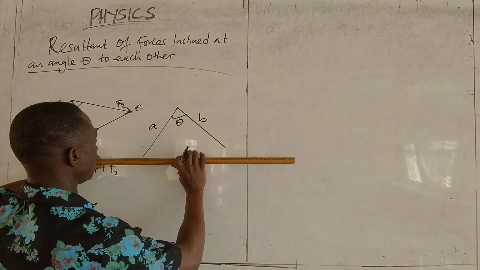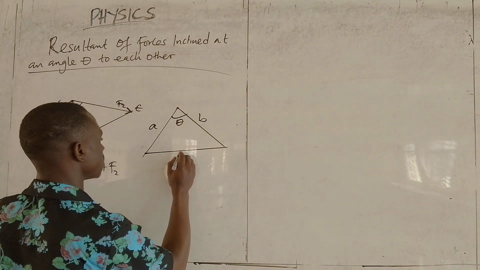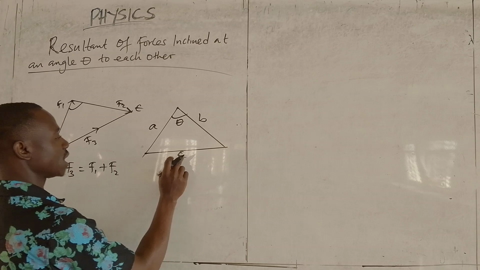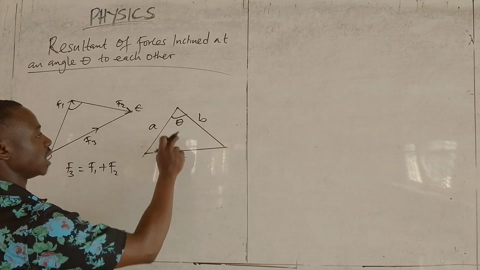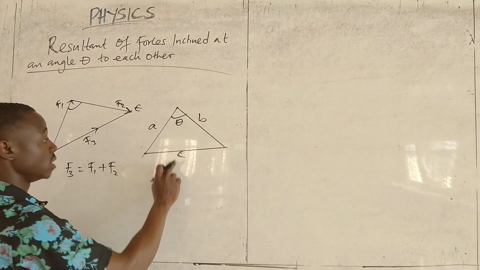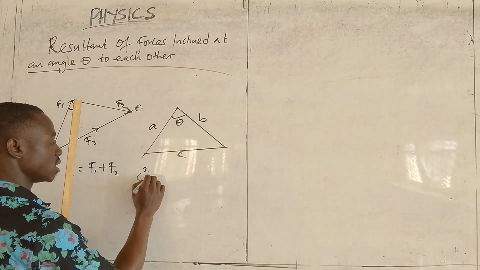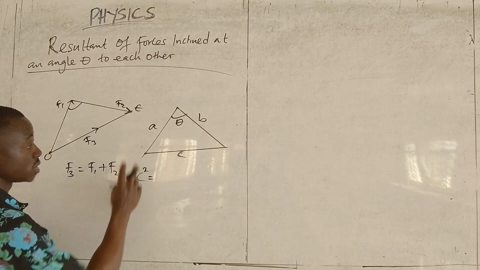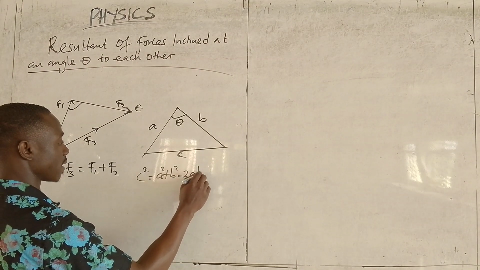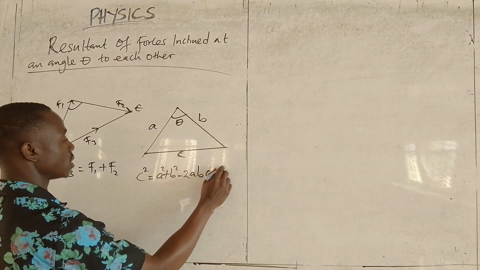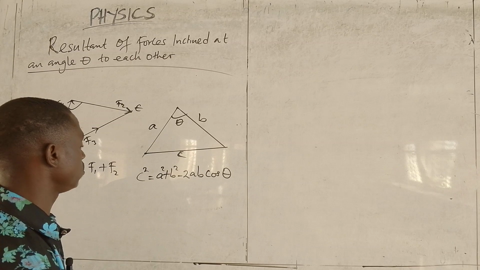Now, if you have the third side to this triangle, and that third side is C, small letter c, you can be asked to find the third side. Given A and B and the included angle theta, if you're asked to find C, what do you think C is going to be? C squared, use the cosine rule, right? I believe you still remember the cosine rule. C squared will be equal to A squared plus B squared minus 2AB cos theta, which is the included angle between A and B.